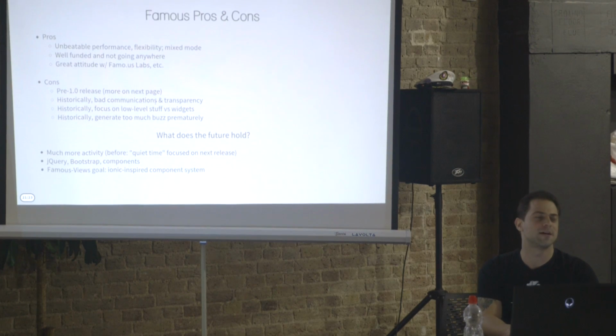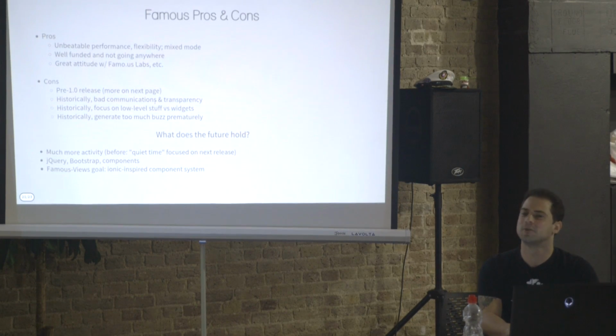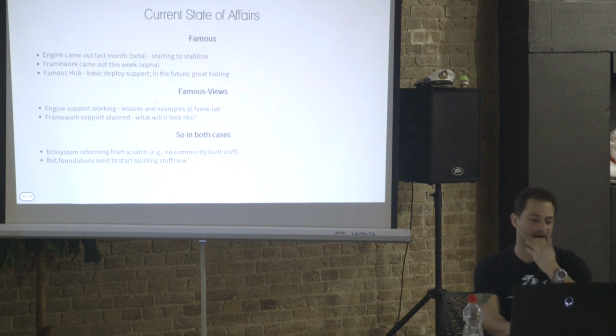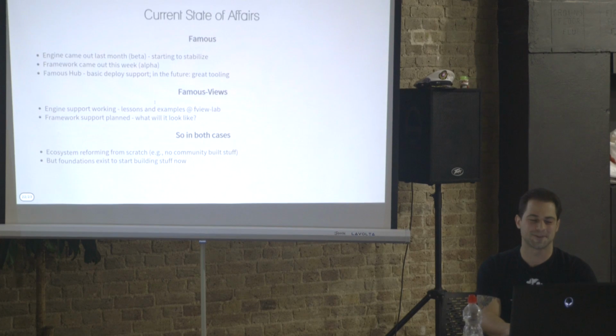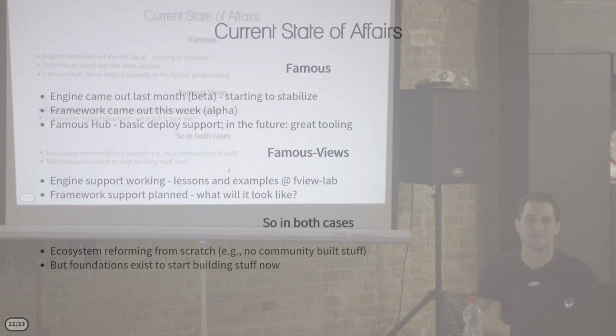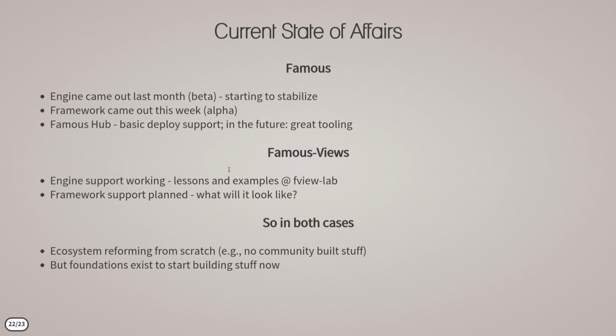And yeah, sorry, I mentioned components. They're going to take the top 10 jQuery components and turn them into Famous reimagined components, which I think is going to be fantastic. We'll be able to use them in Meteor. And yeah, a lot of stuff is coming our way. So last time, just to go over everything, because I think you'll enjoy this a lot more if you realize again where everything's at: the engine came out last month in beta. Framework came out this week in alpha.